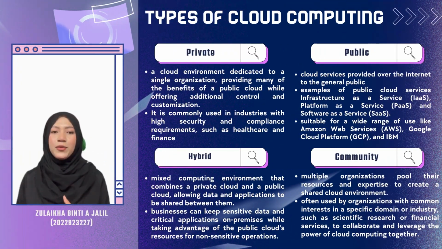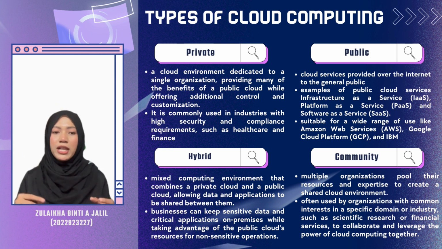The third type is hybrid cloud computing, which combines a private cloud and a public cloud, allowing data and applications to be shared between them. This type of cloud environment provides greater flexibility and more deployment options, enabling organizations to optimize their existing infrastructure while leveraging the public cloud for specific needs such as scalability and cost efficiency.